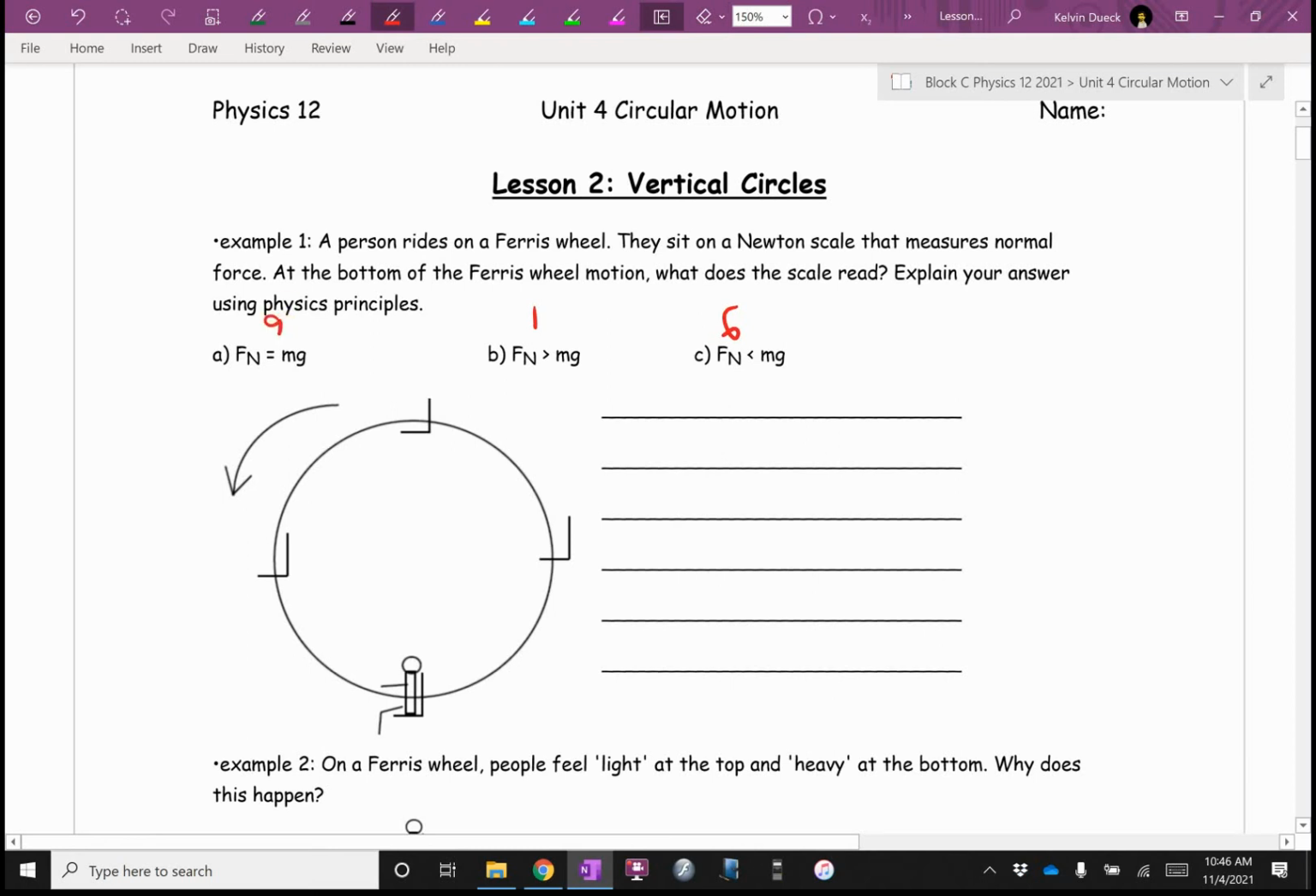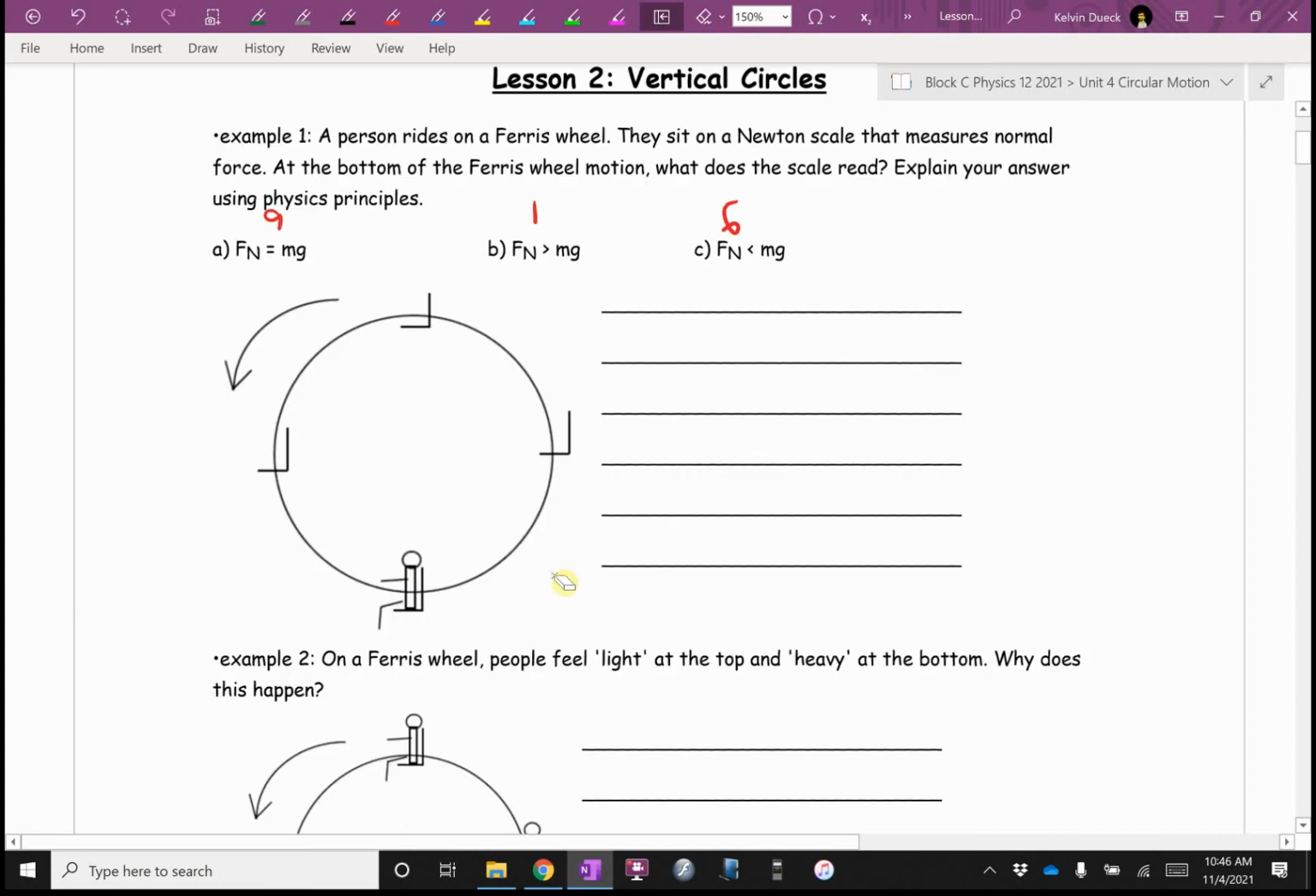You know what this might be a good job for? A free body diagram. Let's draw a free body diagram at the bottom here. I'm not going to represent this with a dot. They gave me a picture. What are the forces acting on this person? Get the obvious one.